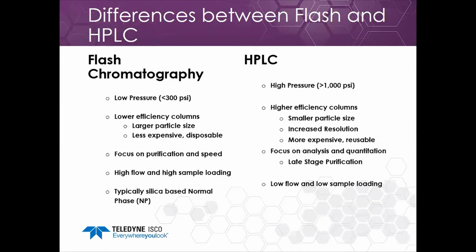Typically, with the flash chromatography system, we're usually working in normal phase systems and using a silica-based column. HPLC reverse phase seems to dominate, using aqueous-based reverse phase systems and using modified silica. Traditionally, C18 is the predominant functionalization of the columns.